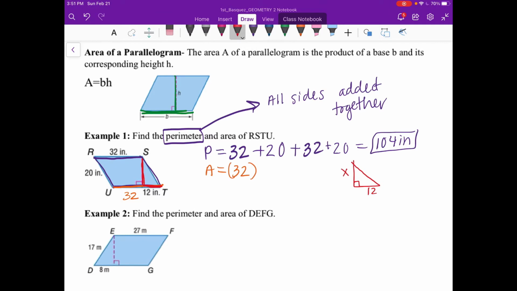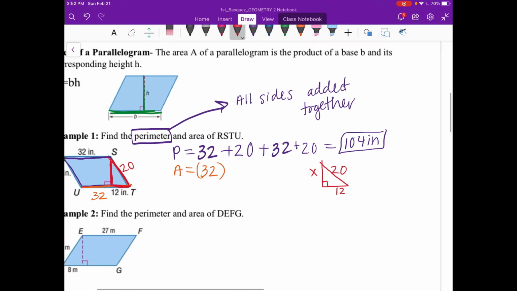I don't know the height, but I do know that this side is going to be 20 because we know about parallelograms that the opposite sides are congruent. That's something we learned back in chapter 6. So I know that if one side is 20, the other side is 20. So to find the missing side here, I have to use the Pythagorean Theorem. a squared plus b squared equals c squared.